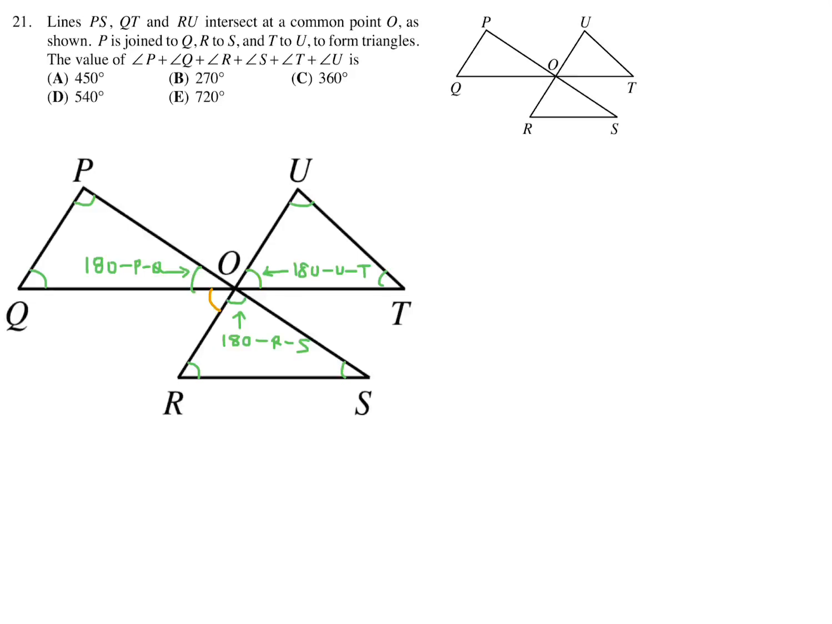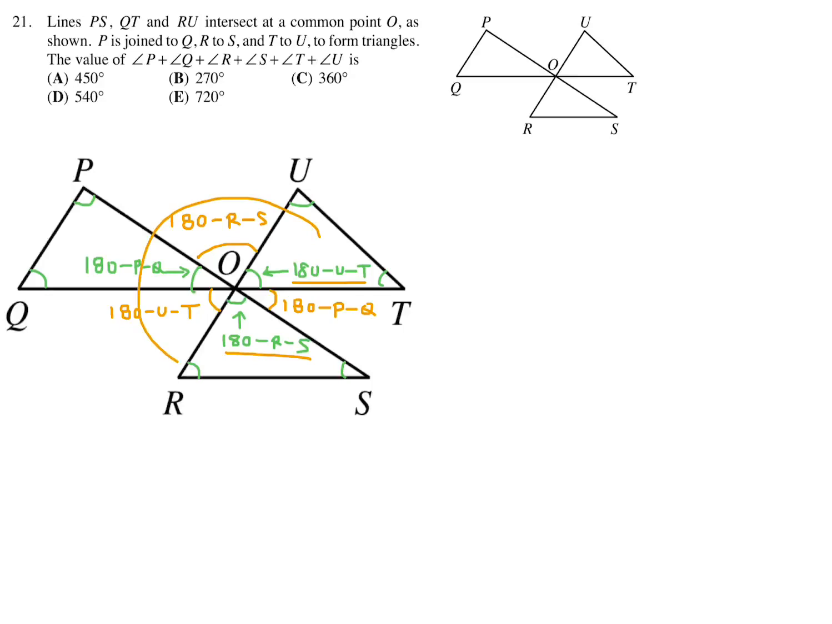Okay? And then this angle here, use a different color, is a vertically opposite angle to this one. And because of that, it is equal to that one. So if this is 180 minus U minus T, that angle is also 180 minus U minus T. This angle here is a vertically opposite angle to this, so therefore it is equal. It will also be 180 minus P minus Q. And finally, this angle in there is a vertically opposite angle to this one, and therefore it will be the same, which is 180 minus R minus S. So there you go. There's the labeling.